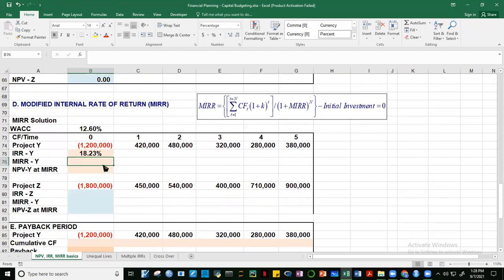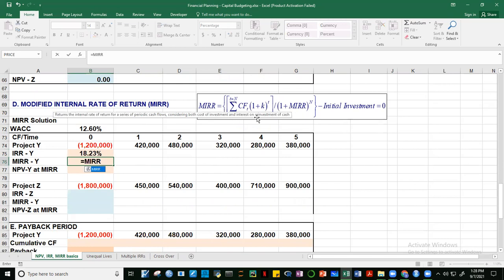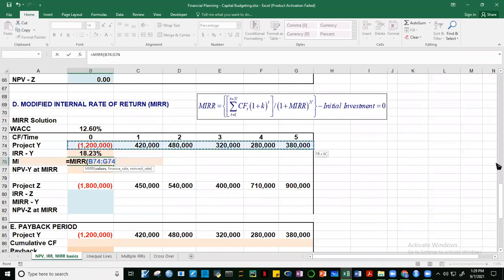And then we're going to compute for the MIRR. Yan, modified internal rate of return. Returns the internal rate of return for a series of periodic cash flow, considering both cost of investment and interest on the investment of cash. So dito, guys, sa MIRR, pareho ang ginagamit natin yung weighted average cost of capital. Okay, so let's go here. Ano yung values natin? Ito, yung mga cash flows natin. Then, what is our finance rate? Our finance rate is your WACC. Okay, and what is your reinvestment rate? Your reinvestment rate is also your WACC.